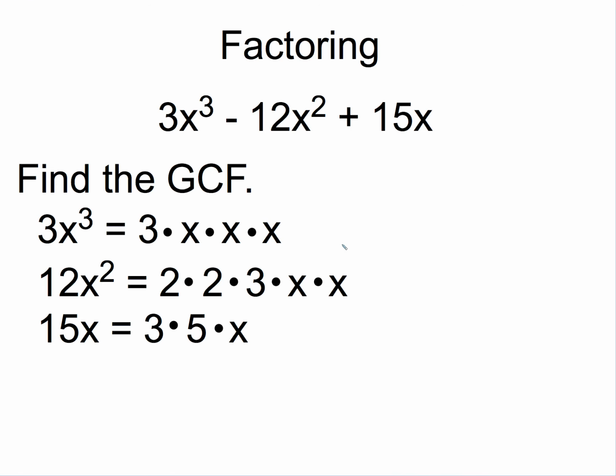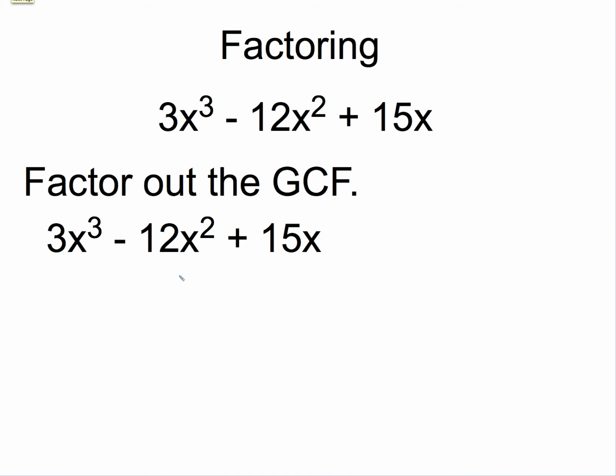Now if you're looking through here, what we want to find is what do all 3 of these have in common? All 3 have a 3 and an x. So that is what we will be factoring out of this problem right here. Let me show you how to do it. So what we want to do is from each of these we want to take out a 3x and multiply it by something so that we get this answer.